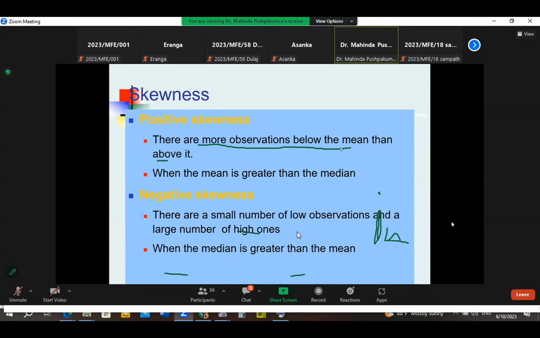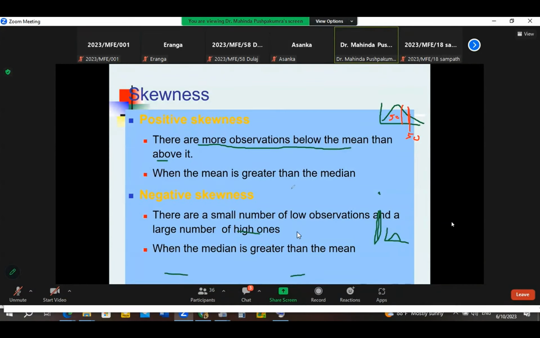There are more observations below the mean than above it. Mean is here, median is here. Then 50% below median and another 50% above median. Then if you take the mean, more than 50% of observations are below the mean.